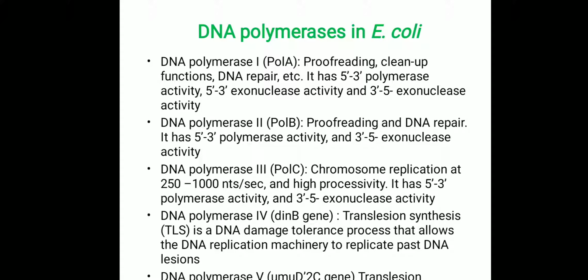And another most popular enzyme is DNA polymerase 3, which is translated from Pol C gene. This is the major enzyme involved in chromosome replication and it has a high speed of 252,000 nucleotides per second. It has 5' to 3' polymerase activity and 3' to 5' exonuclease activity.